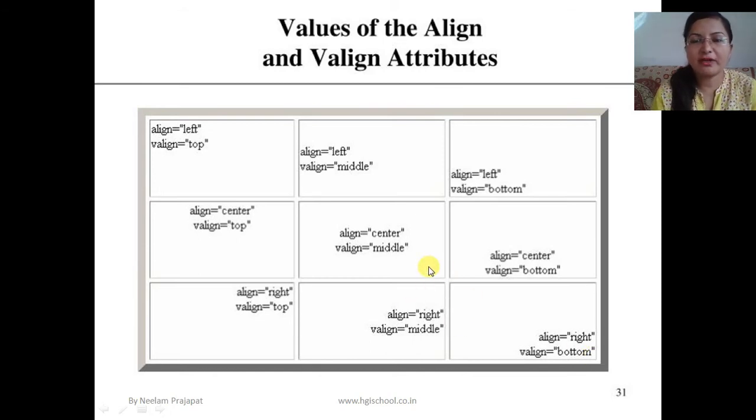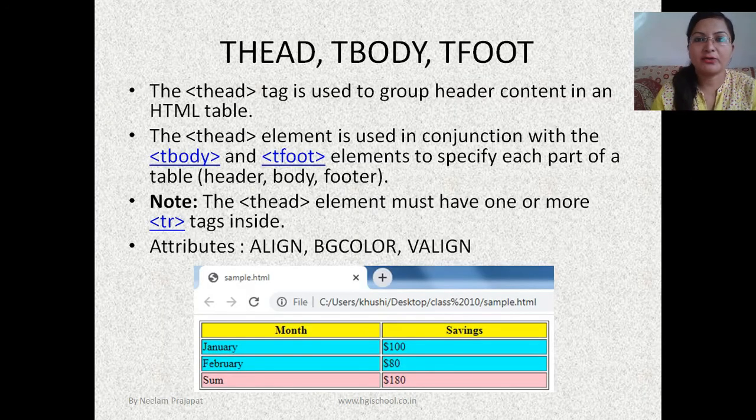But now what if there are so many cells in a single row? We will study about THEAD, TBODY and TFOOT. They simply create sections of the table. It will not change the table, but you can put some rows in THEAD, some rows in TBODY and some rows in TFOOT. Whatever changes you want to apply, like align, v-align and BGCOLOR, you can put in THEAD, TBODY and TFOOT accordingly.